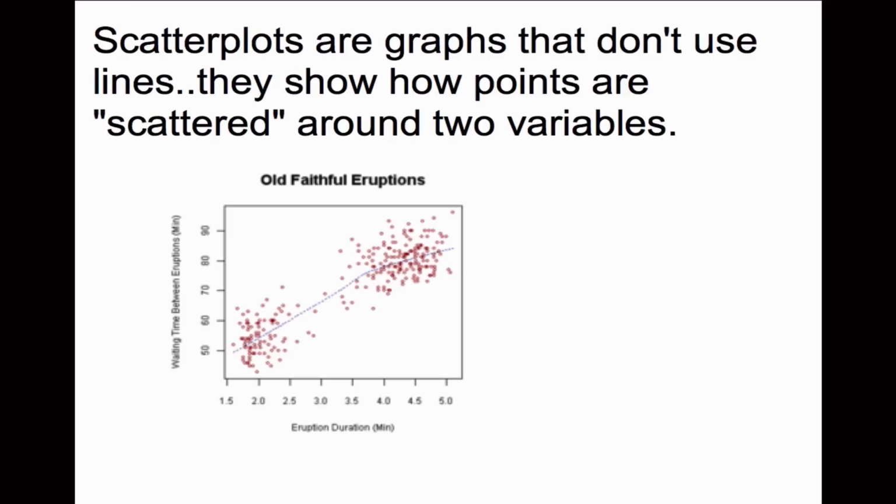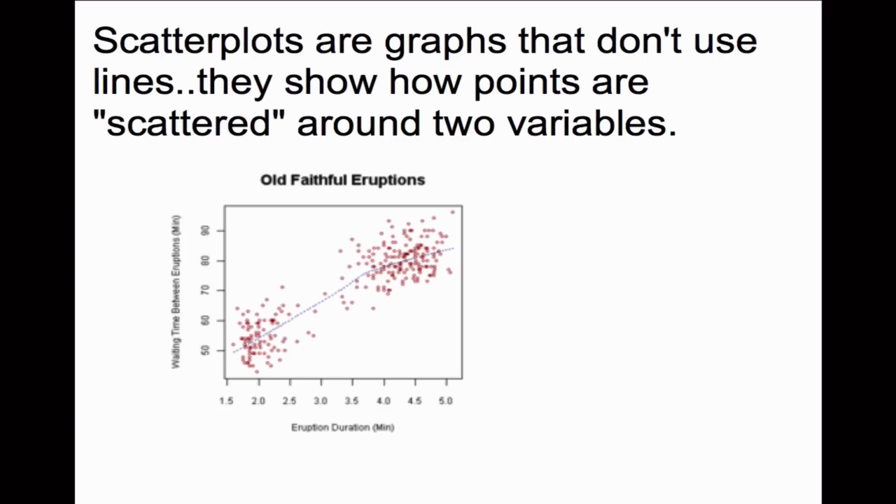We also have scatter plots. Now, scatter plots are a little bit different. They're not really line graphs. Sometimes we'll draw a best fit line just so that we can read the data better, but what scatter plots do is they scatter the data around 2 different variables so you can see how the variables relate to each other. So for example, this graph here shows Old Faithful eruptions.